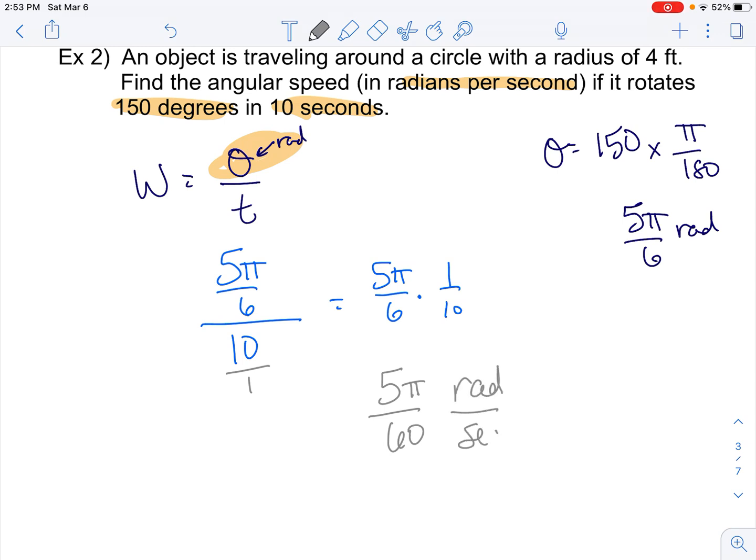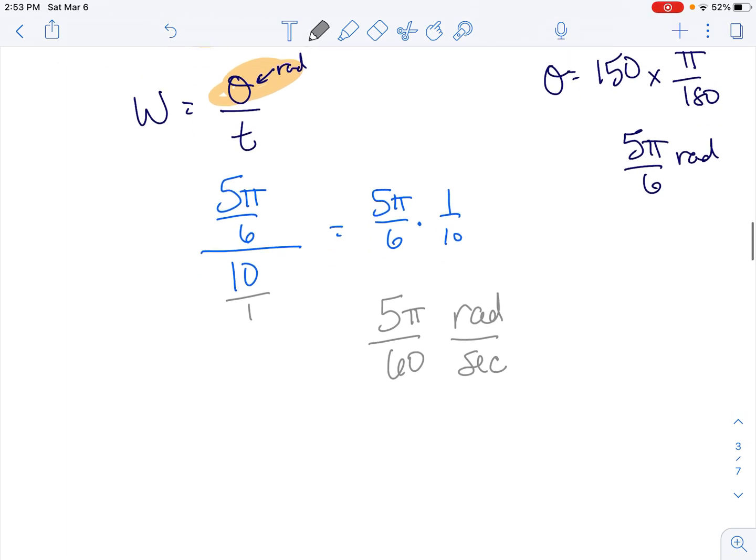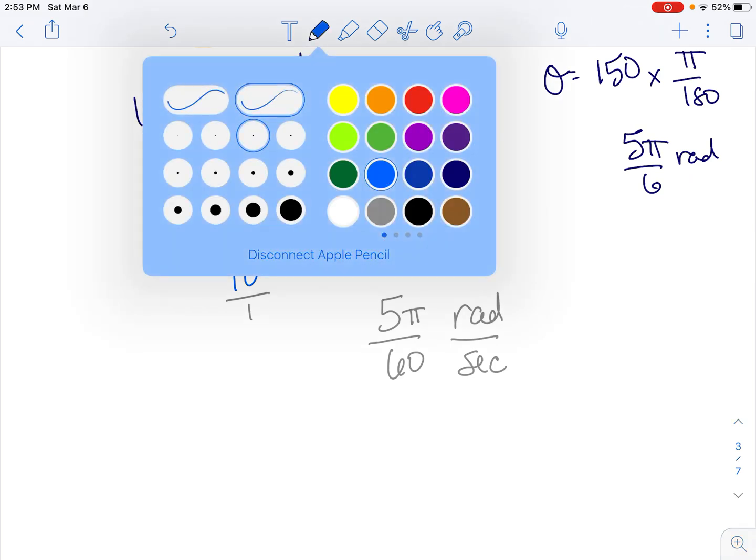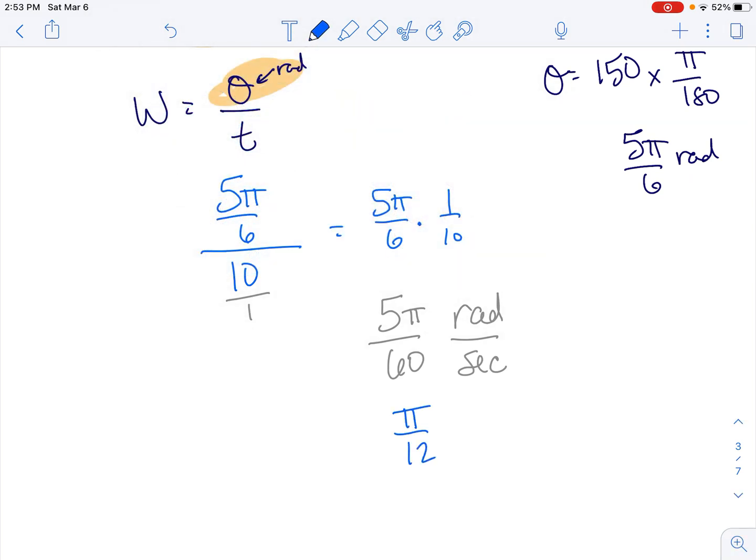And again, that's radians per second. It asked us for radians per second. My units are radians per second. That can be reduced. So we can reduce it to pi over 12, but otherwise we are good. We've got pi over 12 radians per second.